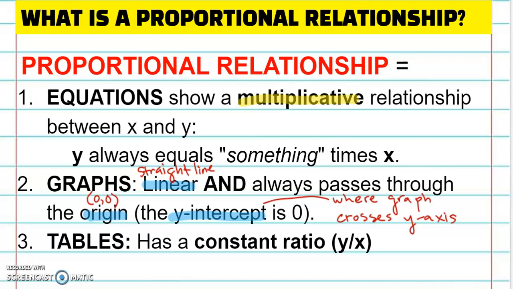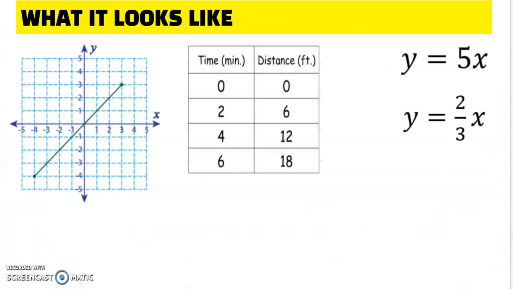So for graphs, two things have to be true. For equations, it has to be y equals something times x. And then we finally have our tables, and with tables, it has to have a constant ratio, y divided by x. We're going to look at what all that means, because that's a lot of words. Let's look at what is proportional, and then we'll look at what's not.